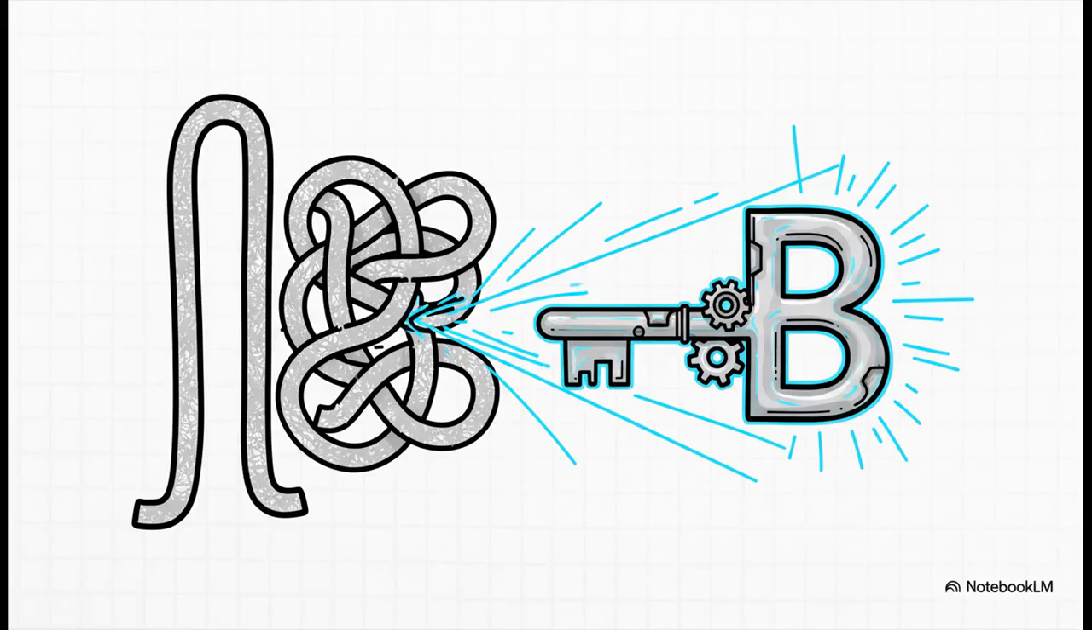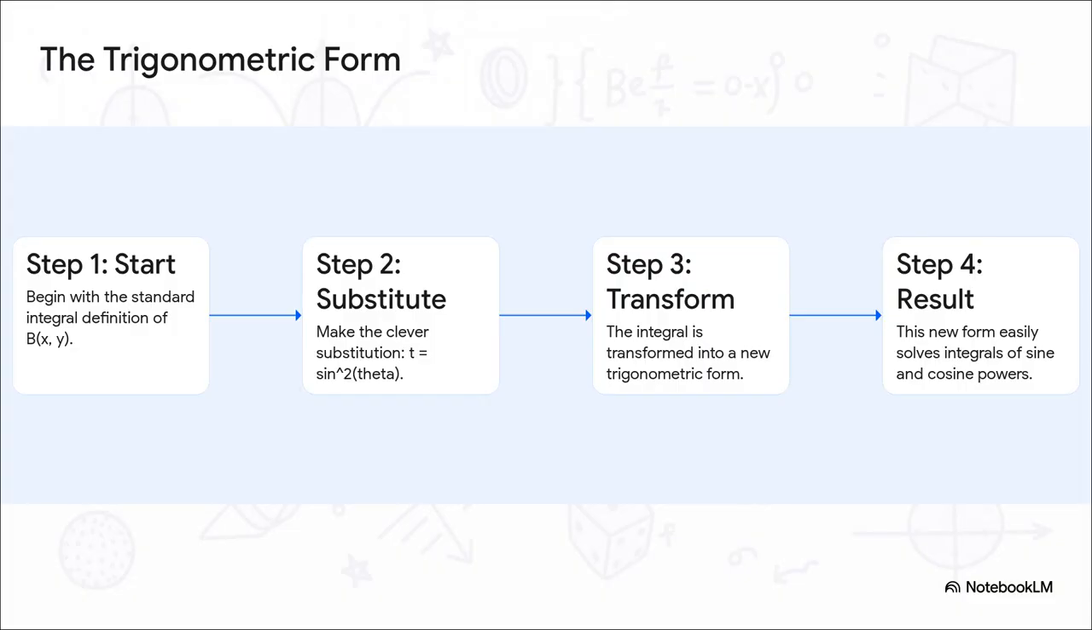But wait, there's more. The function also happens to be a secret weapon for anyone who has to solve really complex integrals. Here's how it works. You can take that original integral definition, make a really clever substitution, setting t equal to sine squared theta, and it magically transforms into this super useful trigonometric form. This lets us solve a whole bunch of integrals with sines and cosines that would otherwise be an absolute nightmare to figure out.